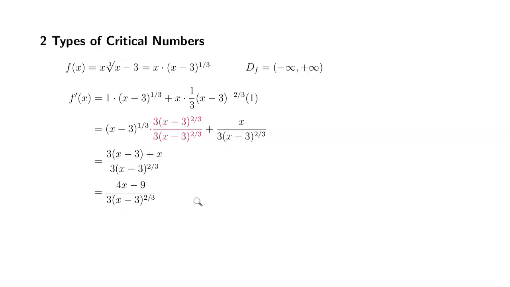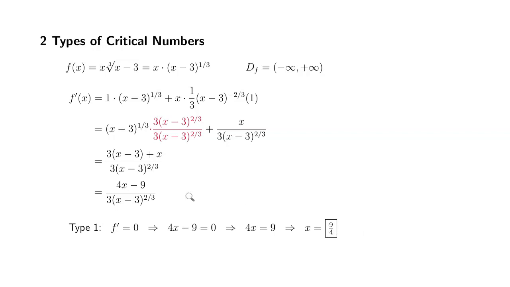Now we can find the critical number of type 1. A critical number of type 1 is a number that makes the derivative equal to 0. So we're going to set this derivative equal to 0. In order to make the fraction equal to 0, all we care about is the numerator. So make sure the numerator is equal to 0. Then we can add 9 to both sides. You get 4x equals 9. Then divide through by 4 to get x equals 9/4. So 9/4 is a critical number of type 1.